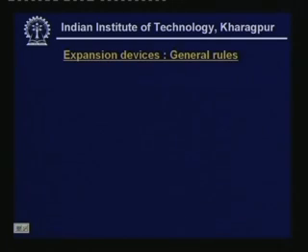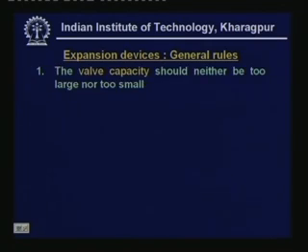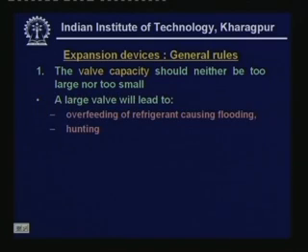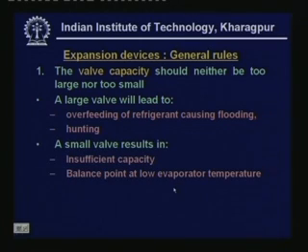Now, let me quickly look at some general rules to be observed while selecting and installing expansion devices. The valve capacity should be neither too large nor too small. When the capacity is too large, that means you have selected a very large valve, the valve will overfeed refrigerant, and this may cause flooding and slugging. This may also result in hunting. Hunting means frequent closing and opening. These are the problems with a large valve. And what are the problems with a small valve? If you select a small valve, this will result in insufficient capacity, that means starving of the evaporator, and a balance point at low evaporator temperature. So you have to select the right valve depending upon your refrigeration capacity.